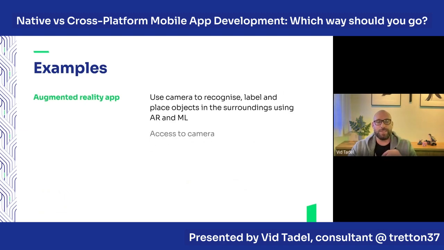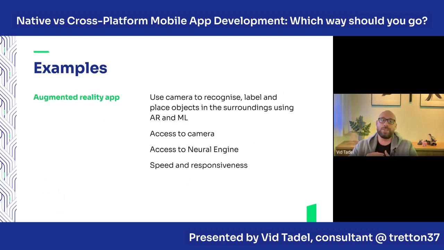Let's go through the requirements again. Well, of course, we need access to the camera, right? We need to capture the field of view of the user. We also need machine learning capabilities to recognize the objects coming from the camera feed. And on iOS, the processor used for this is called Neural Engine. And of course, we want the app to be fast when doing all this recognition and placing objects on top of the camera feed. So you probably see the pattern by now, right? Having access to specific hardware and specific performance requirements all speak in favor of using native development.